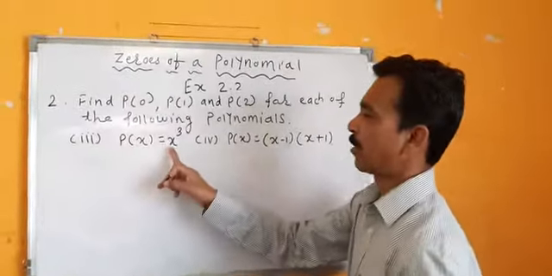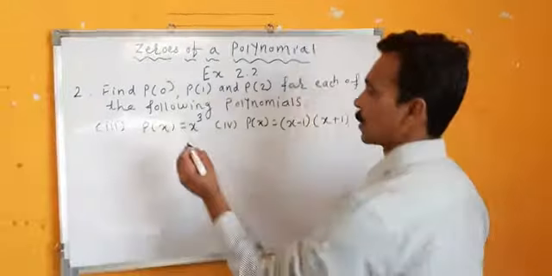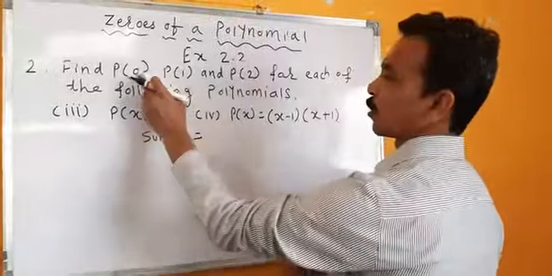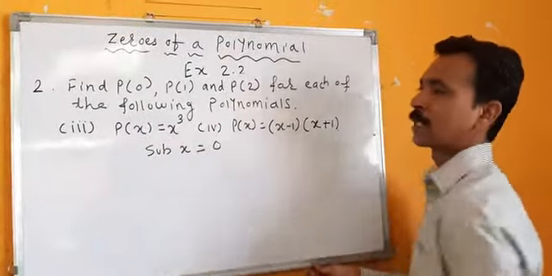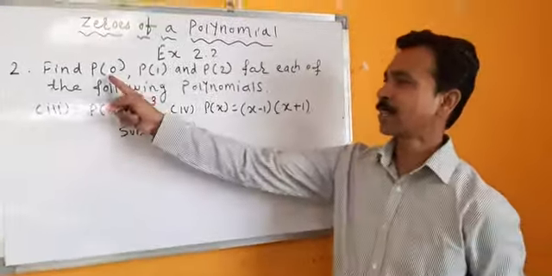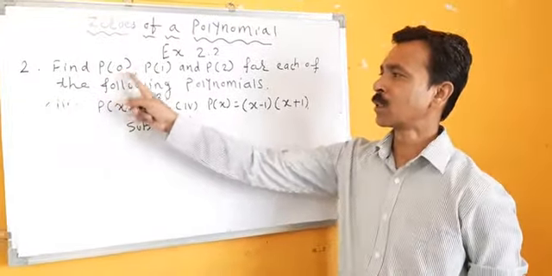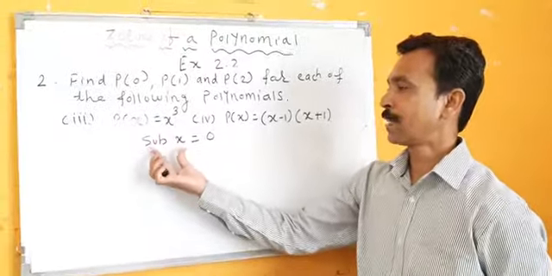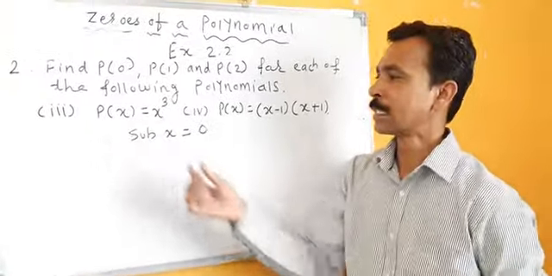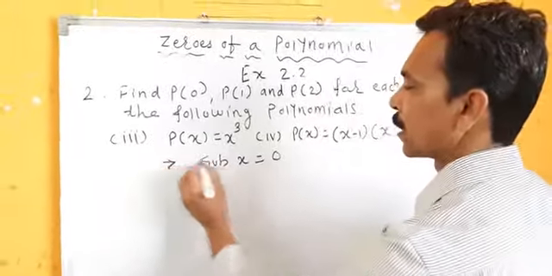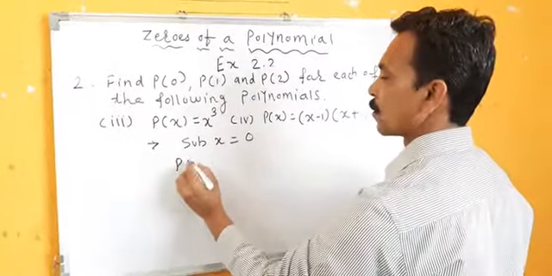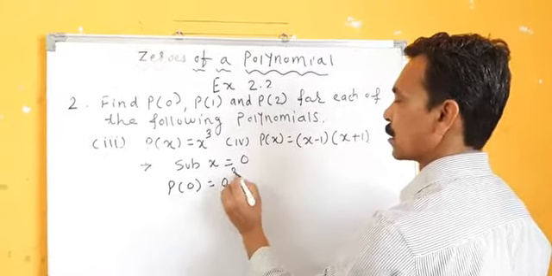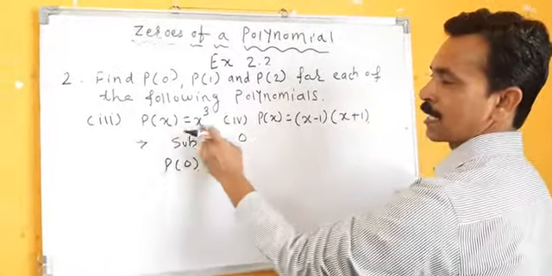Third sum is P of x is equal to x cube. Substitute x is equal to, what is the value of x here? 0. In all the bits, we have to take values of x as first 0, then second 1, and third time 2. So first I will take x is equal to 0. We are talking about bit 3. So it becomes P of 0 is equal to x cube, which means 0 cube.